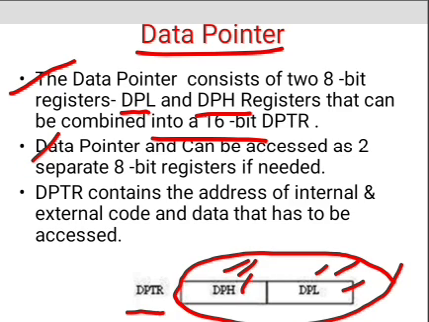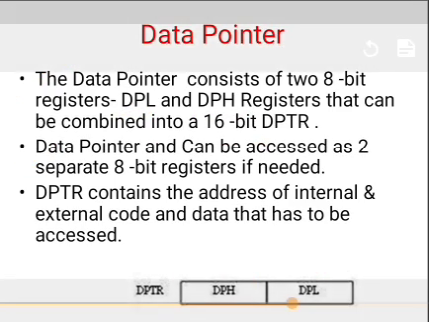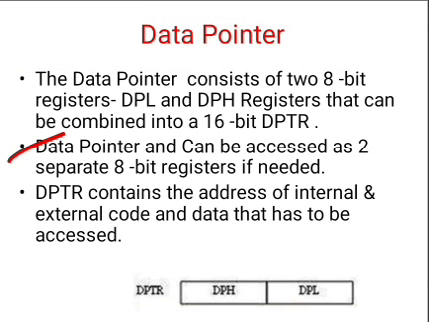Next, the data pointer can be accessed as two separate 8-bit registers if needed. The data pointer contains the address of internal and external code and data that has to be accessed.